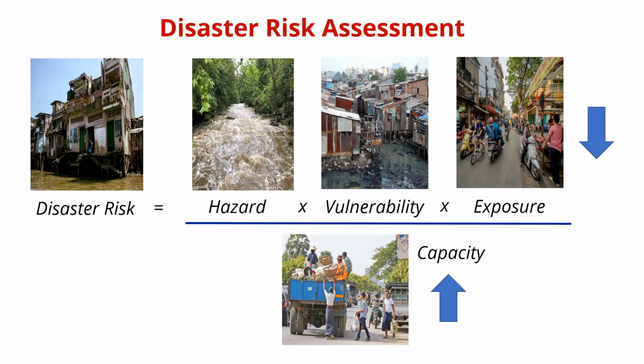Now, as a quick refresher, we talked earlier about disaster risk. Disaster risk is a function of hazard, vulnerability, exposure, and capacity. So basically what we're trying to do is reduce the vulnerability and the exposure at the same time as enhancing the capacities. And in order to understand the risk, this can be done through the process of disaster risk assessment.